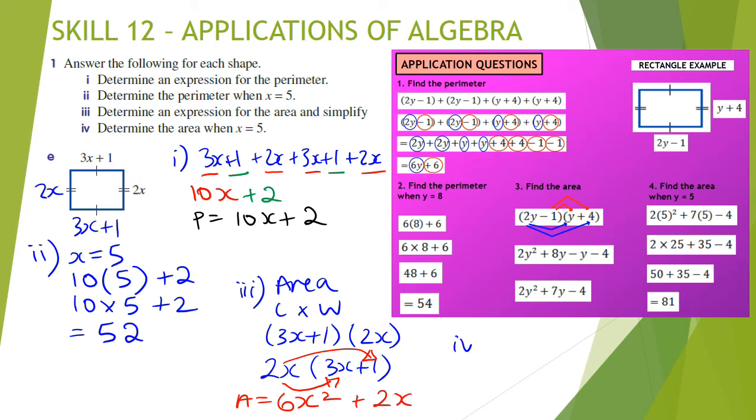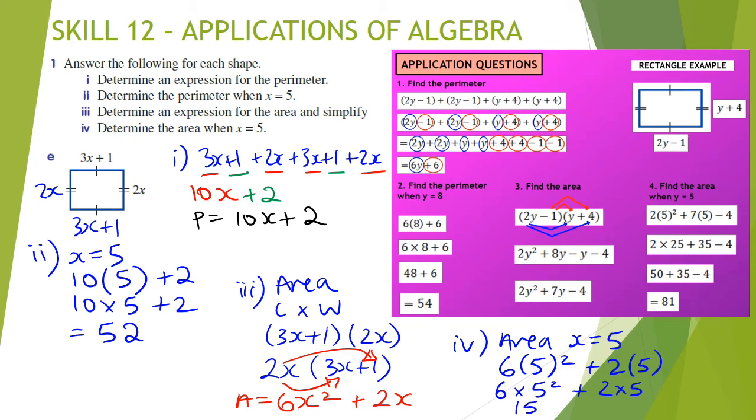Part 4, same as with the square, the area when x equals 5. So we use our area expression, 6 open bracket 5 squared plus 2 open bracket 5. This is the same as 6 times 5 squared plus 2 times 5. 5 squared is 25. 6 times 25 will give 150 plus 2 times 5, which is 10. So that'll equal 160 as our area. Again, we'll just say meters squared if we were using meters.